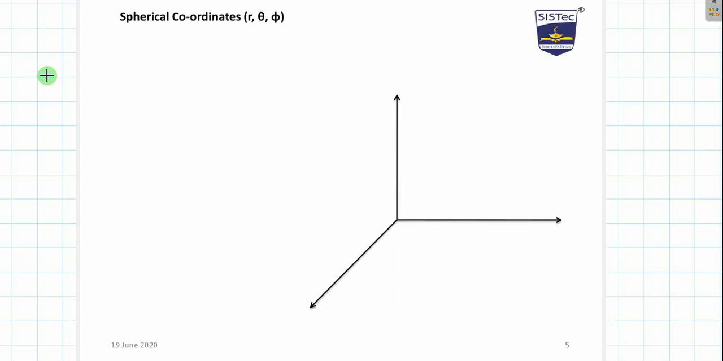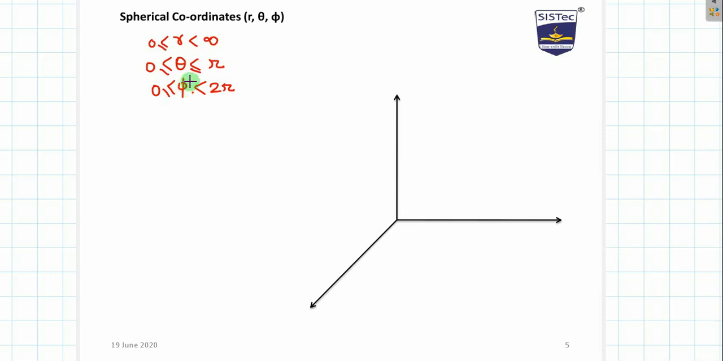And the range of coordinates that we have already discussed, I would like to recall that r ranges from 0 to infinity. Theta is the angle, I will show you in the diagram. Theta ranges from 0 to pi, and phi ranges from 0 to 2 pi. So these are the ranges of the coordinates in a spherical coordinate system.